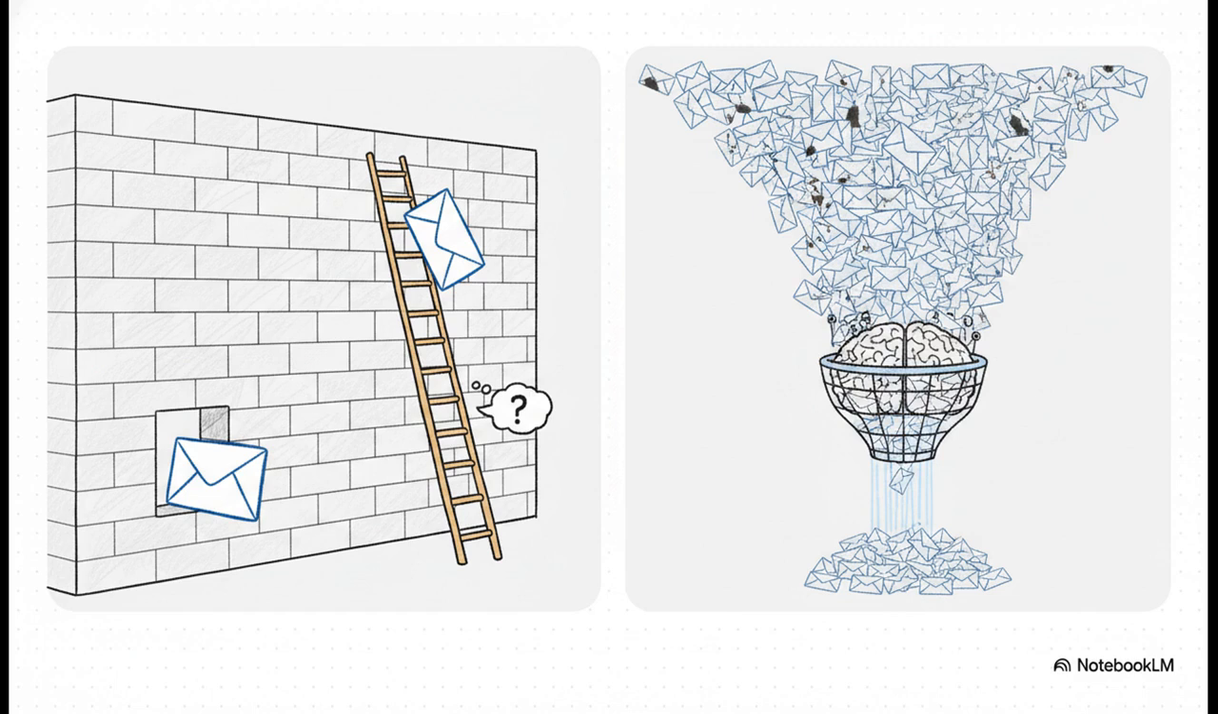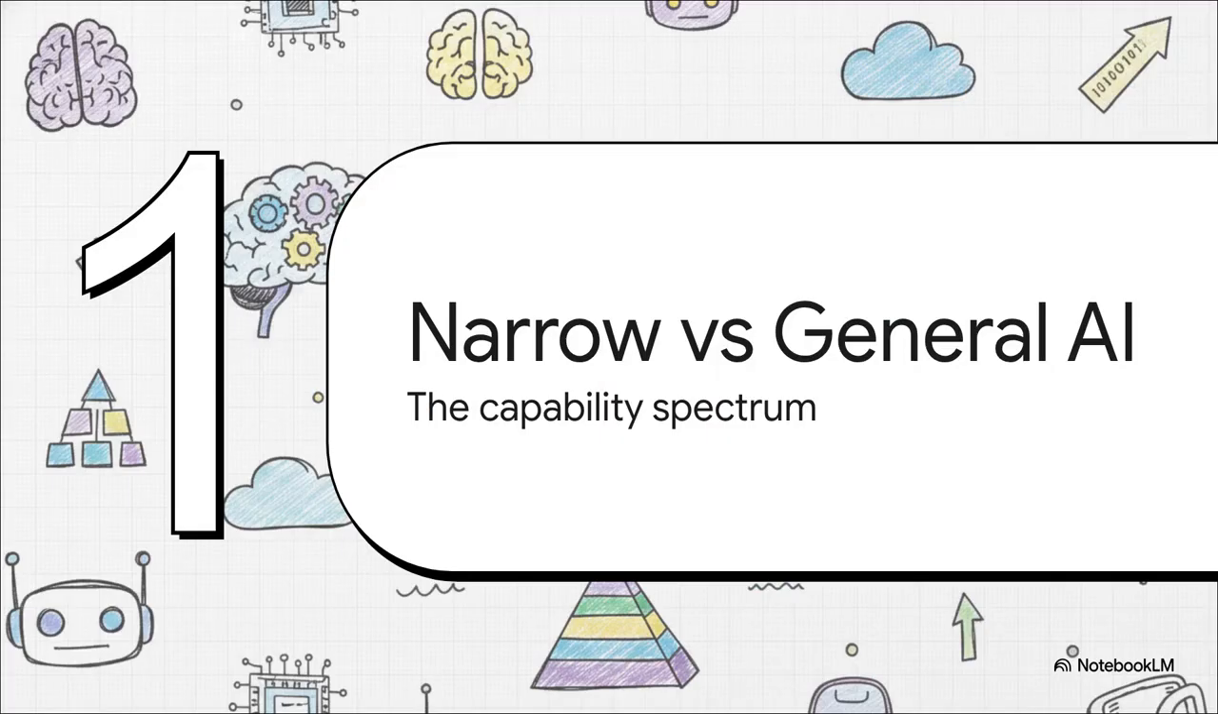Actually, this was one of the very first mass-scale deployments of machine learning that developers out in the wild really relied on. Moving to part 4, narrow versus general AI.